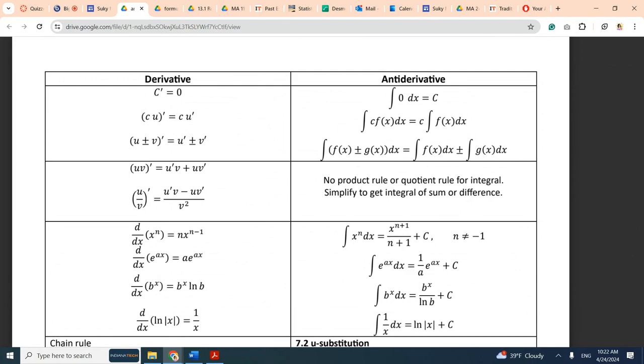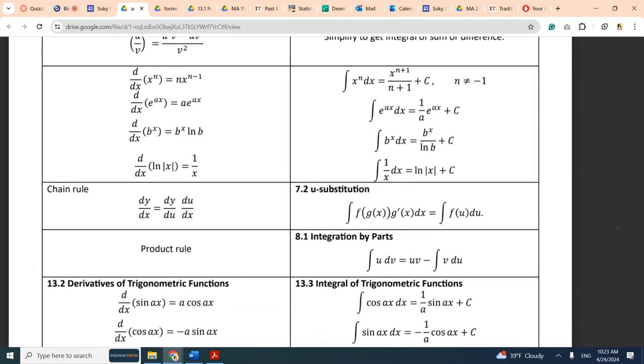And now, product rule and quotient rule, we have those for derivative. But do we have something like that in integral? No. Everybody, no product rule, no quotient rule for integral. Okay? So make sure what are you doing? Derivative or antiderivative? Okay? So be careful and use this comparison.